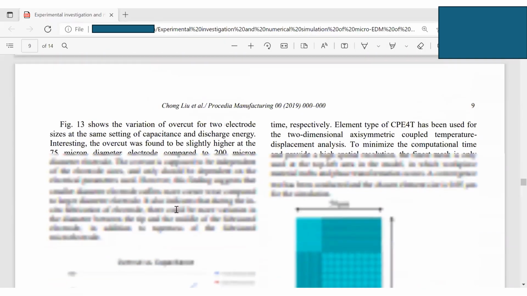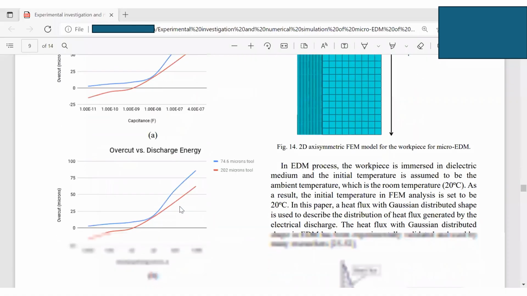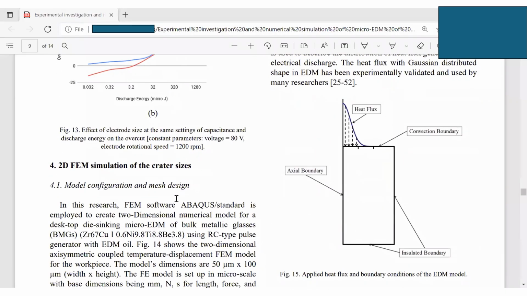And then we talk about the modeling. This is the modeling here. The same thing, very, very similar to the one we used for the EDM of titanium 6-4. So here is a model. You can see this is a model. We have this heat flux. Because it is axisymmetric, we just use 2D to mimic the 3D.